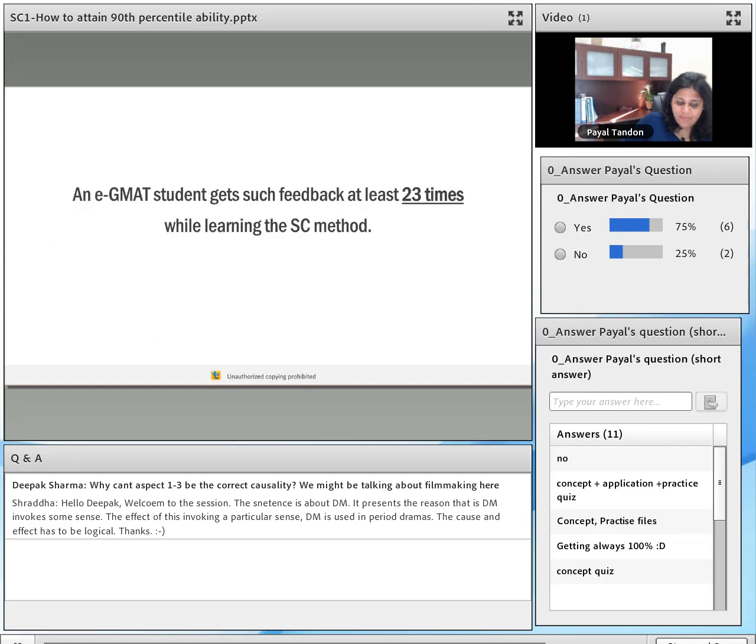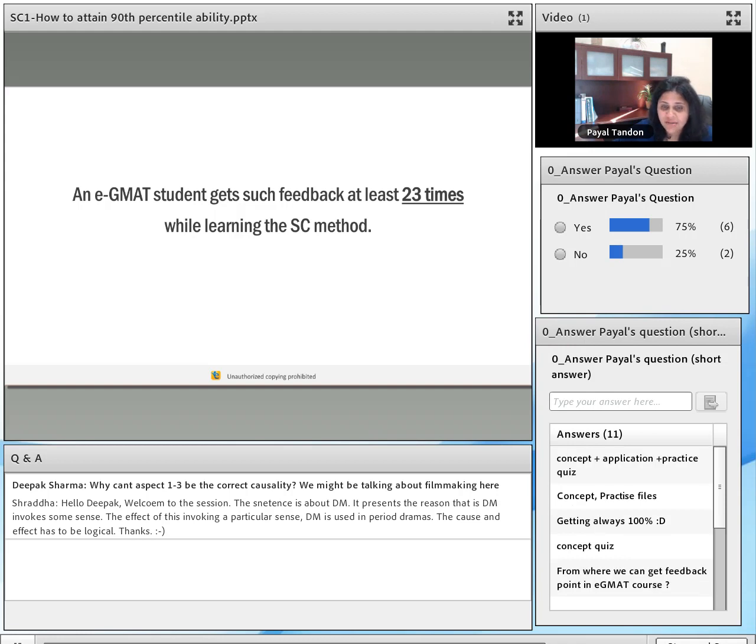Now, in terms of the feedback, I had a question over here: where can you get the feedback points in the e-GMAT course? Each and every score that you get in the e-GMAT files, concept files, practice files, application files, is a feedback point. That's what you need to utilize. If you're scoring 60% in a concept file, that means you are lacking in a certain concept that is taught in that particular concept file. And no more than three concepts are taught in every concept file. Now, when I say three concepts, these are very granular concepts.